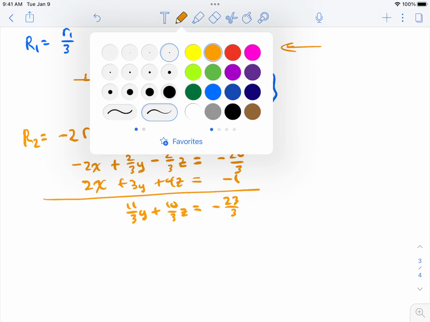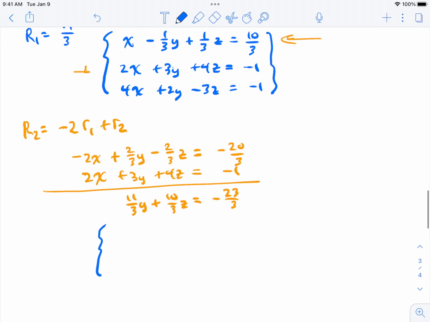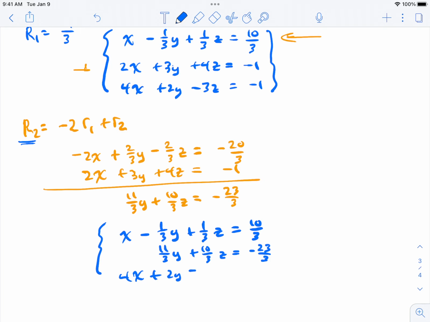Okay, cool. Maybe I'll do the work in that color, and then here's the new result. We left row 1 alone, so I'm copying it. x minus 1/3 y plus 1/3 z equals 10/3. But we just decided we were going to change row 2, and it is now 11/3 y plus 10/3 z equals negative 23/3. And the bottom row is still what it was, 4x plus 2y minus 3z equals negative 1. So that's my system at this point in time.